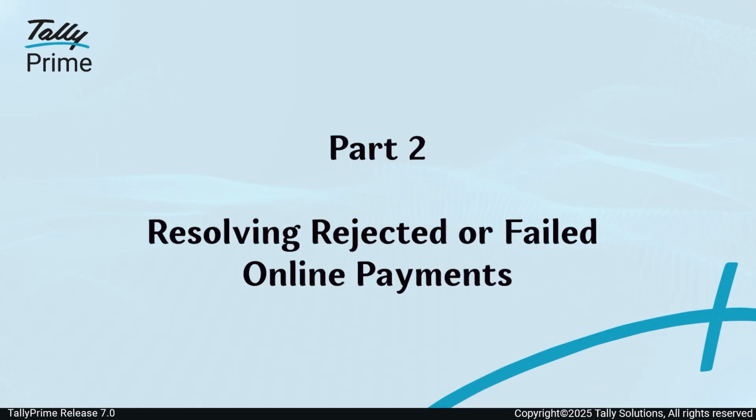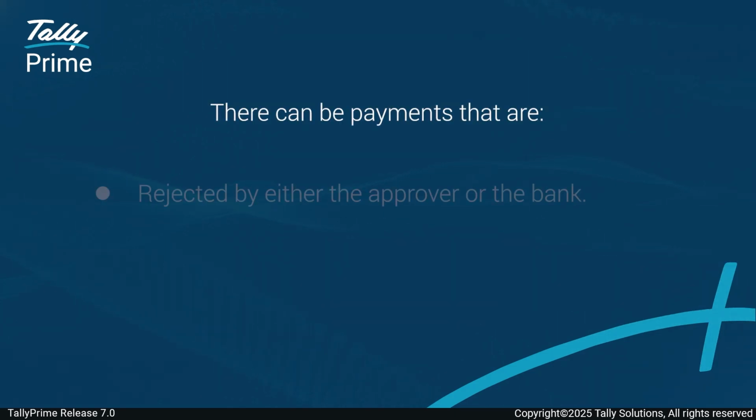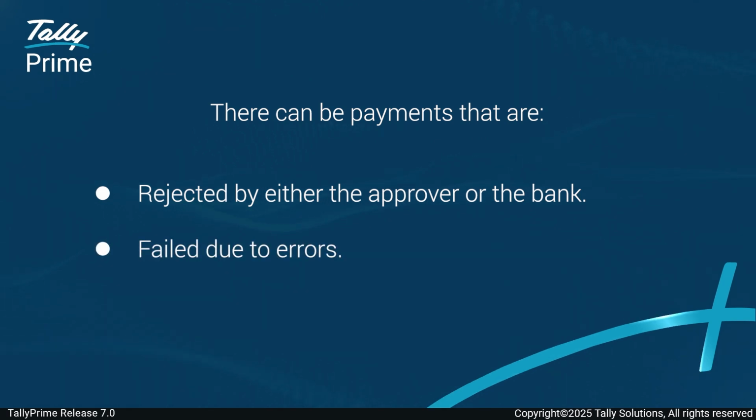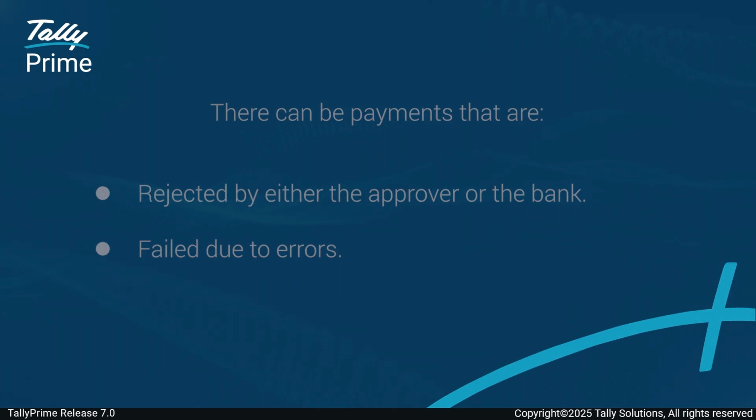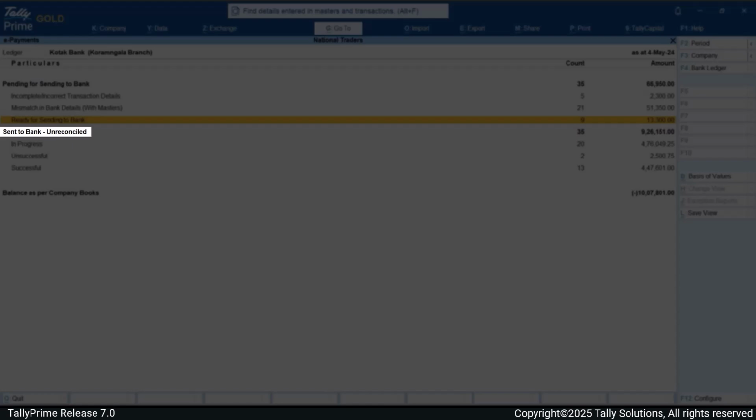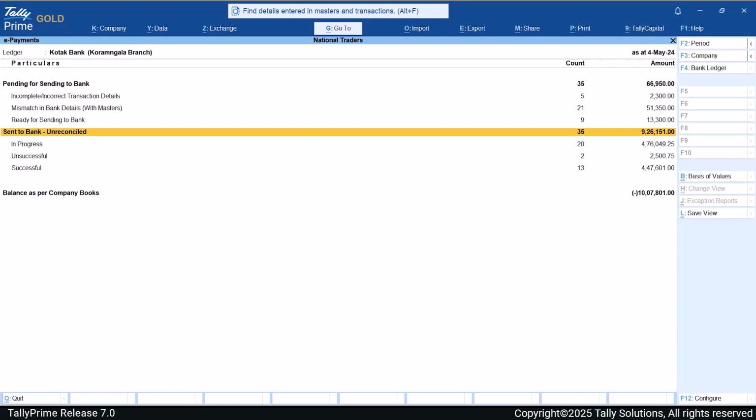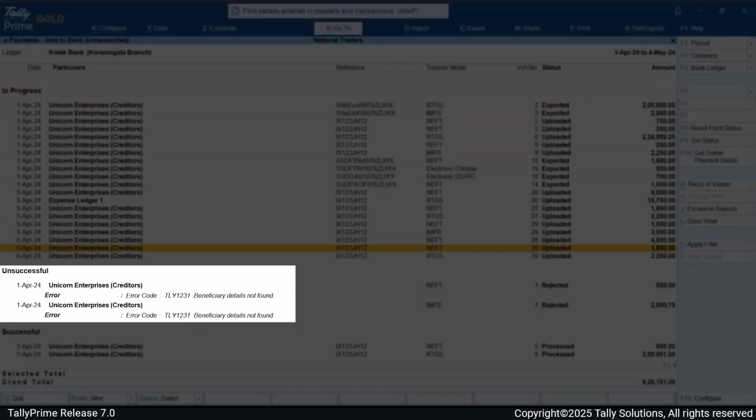If the payment has failed, then you can take the appropriate action to resolve it. If one or more transactions are rejected, either by the approver or the bank, then the status will be rejected. The payment status can also be failed due to errors that occurred while sending or processing the payment. In the Sent to Bank, Unreconciled section, you can view the reason for rejection or failure.